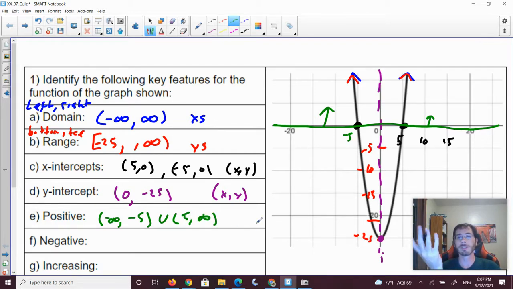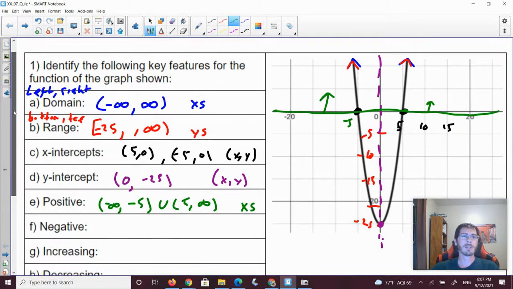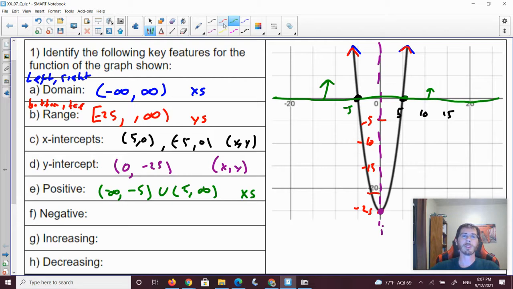Again, I'm using the parentheses because when you're at 0, you're neither positive nor negative. You are at 0 itself. So you don't want to use any square brackets in this case. But again, these are both x's because we're talking about the domain that it's positive over. So those are both x coordinates. So x is negative infinity all the way to x is negative 5, union with x is 5, all the way out to x is infinity. Negative is going to be kind of the opposite. It's going to be everywhere that we're below.